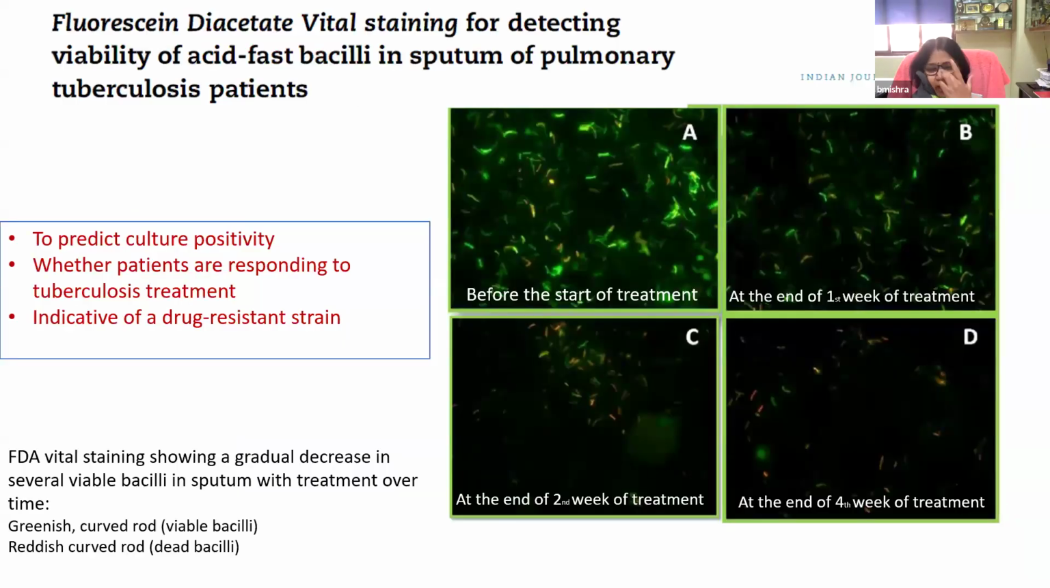Now, this is a study where you can see the sequential pictures before the start of treatment and at the end of the first, second, and fourth week. You can see the fluorescing yellowish green is gradually decreasing, and the red bacilli are gradually increasing. So this can be used to predict culture positivity, whether patients are responding to TB treatment or not, or as an indicator of drug-resistant strain.